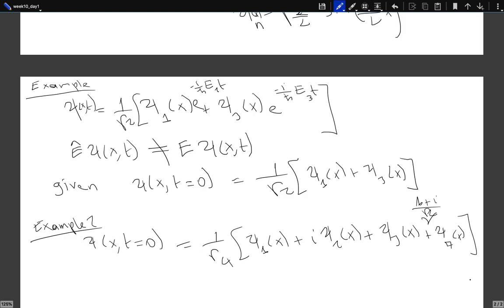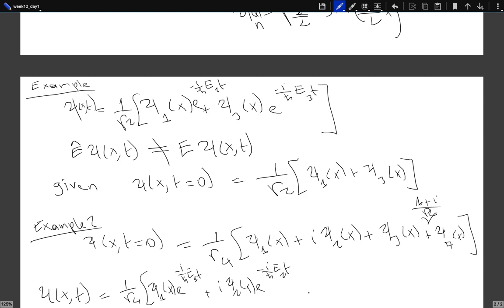And then if this is the case, the wave function at some other time will be just 1/√4 ψ1(x) e^(-i/ħ E1 t) + i ψ2(x) e^(-i/ħ E2 t) + ψ3(x) e^(-i/ħ E3 t) + (1+i)/√2 ψ7(x) e^(-i/ħ E7 t).